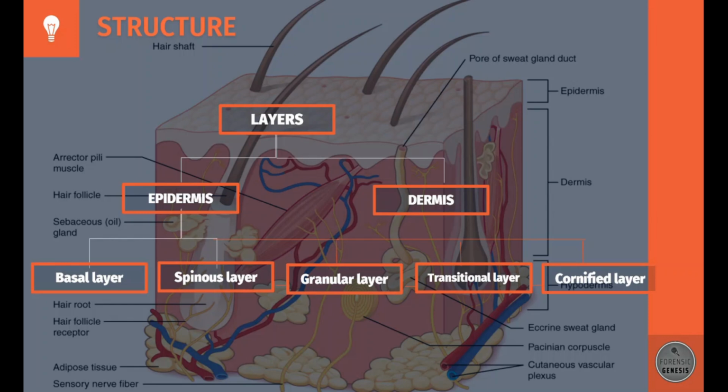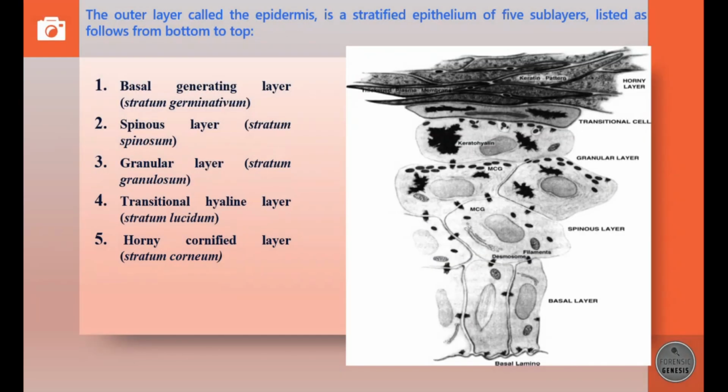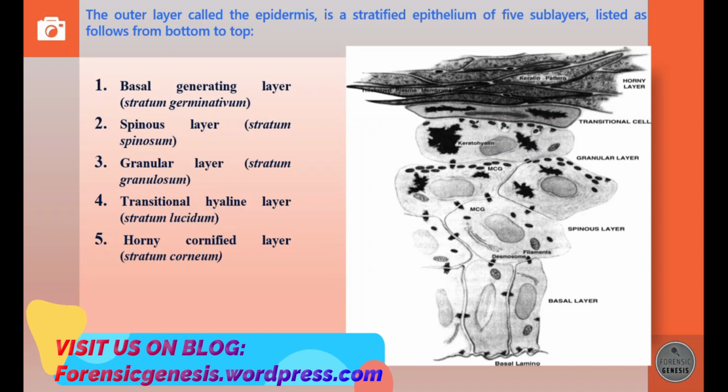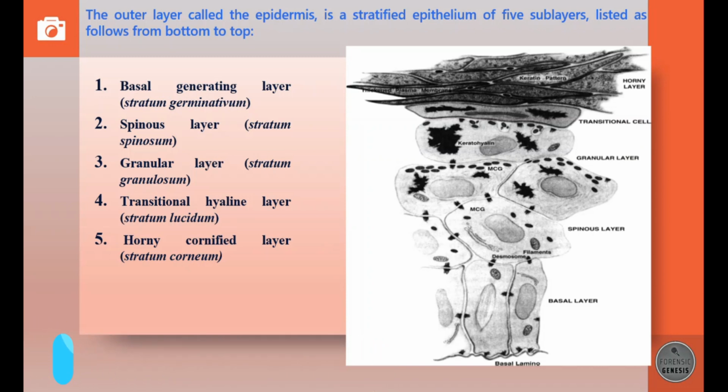If we talk about epidermis, it is further divided into 5 sublayers. The first one, if we start from the bottom, is basal generating layer, or we can say stratum germinativum or stratum basale. The second one is spinous layer or stratum spinosum, then granular layer or stratum granulosum. Fourth layer is transitional hyaline layer or stratum lucidum. The fifth one, the topmost layer, is horny cornified layer or stratum corneum.